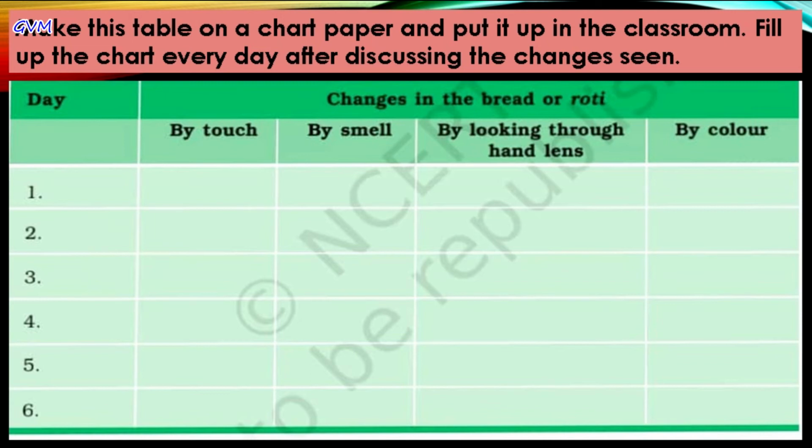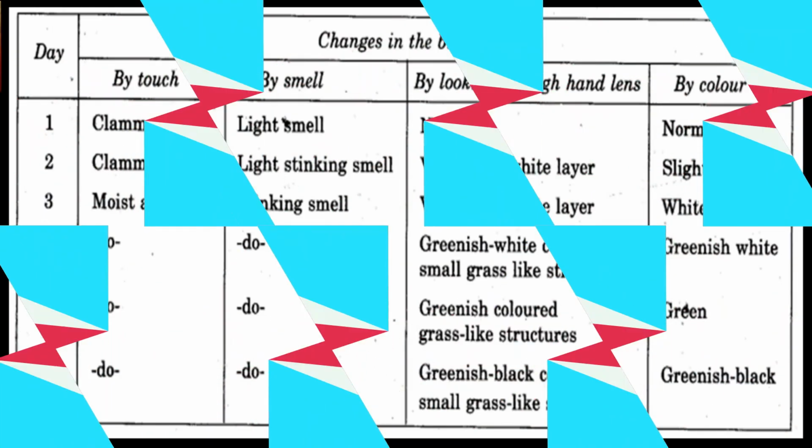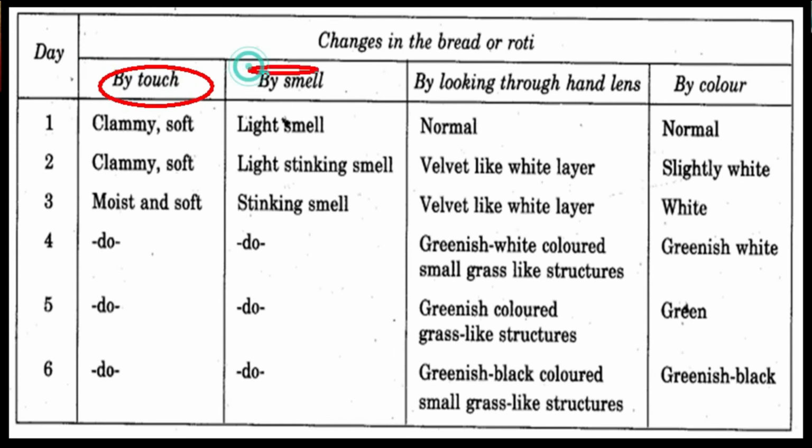I'm giving you an example here. You have to prepare your table in this way. As you can see here: by touch, by smell, by looking through a hand lens, by color. In the first column, by touch, you have to touch the bread or roti, and if there is any difference, then you have to write it here. You also have to smell it. If there is some kind of smell in your bread or roti, you have to write it here. Now you have to check it with a hand lens also. Then you have to notice its color also.